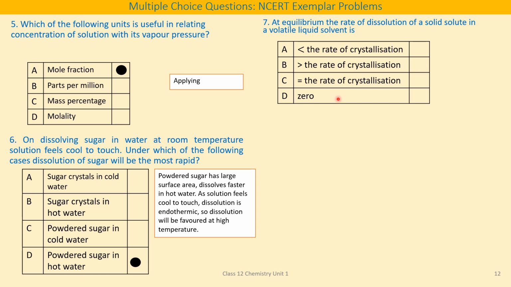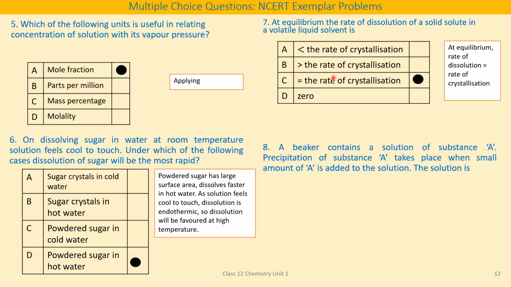Please pause the video and give the correct answer. I will give the explanation. At equilibrium, rate of dissolution equals rate of crystallization. So option C is the correct answer. Please mark it. Next question.